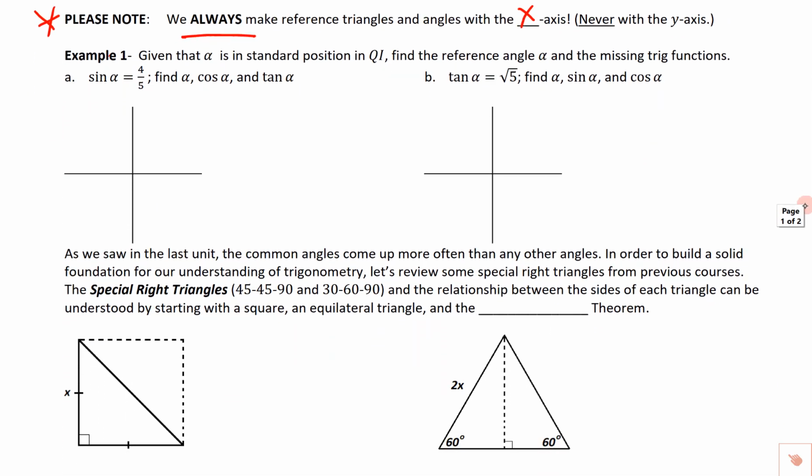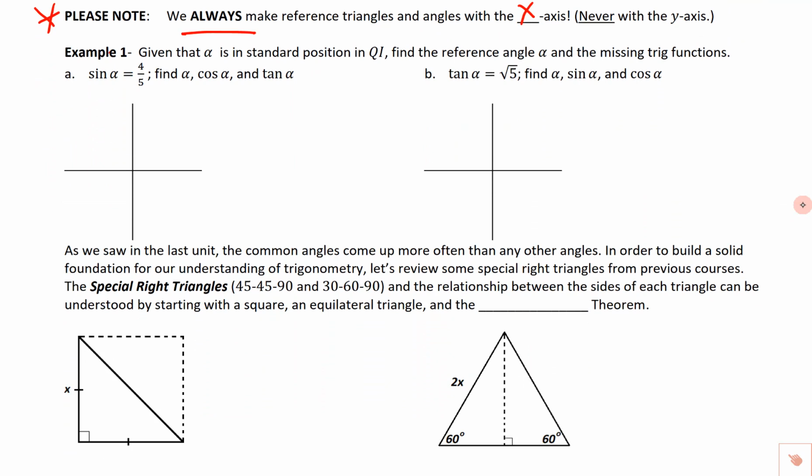So I'm going to slide down here. Here's example number 1, and it says this. Some details are important here. It says, given that alpha is in standard position in quadrant 1, find the reference angle theta and the missing trig function.